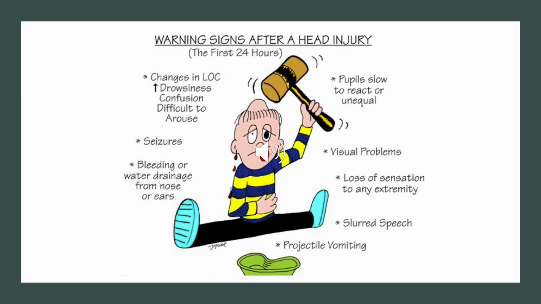So they may be slow to react or unequal, or you may have that dilated pupil on the ipsilateral side of the brain injury. They could complain of double vision, maybe their extraocular movements are not moving, so you would check that. They're at risk for seizures, and we're going to check for bleeding or drainage from the nose and ears because they could have had a basilar skull fracture. Check for slurred speech, projectile vomiting. That's a sign of increased intracranial pressure.